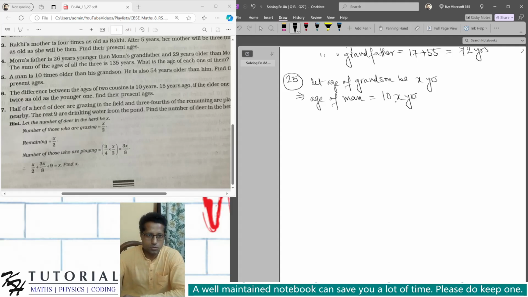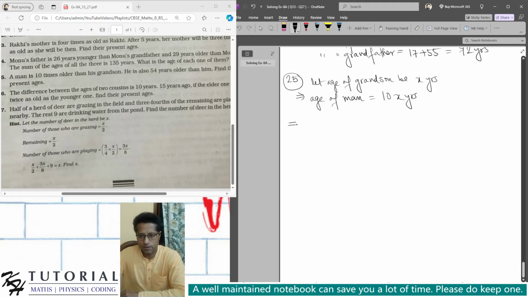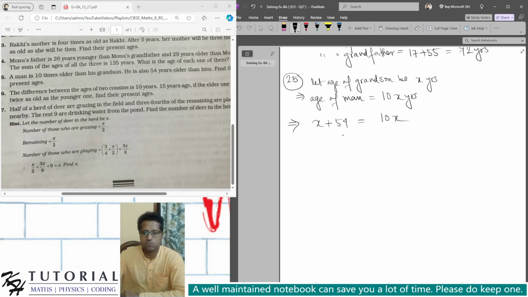Now it is also given that the age of the man is 54 years older than the grandson. So we can say that the age of the grandson, x, plus 54 should be equal to the age of the man, that is 10x. So we have formed a linear equation in x.